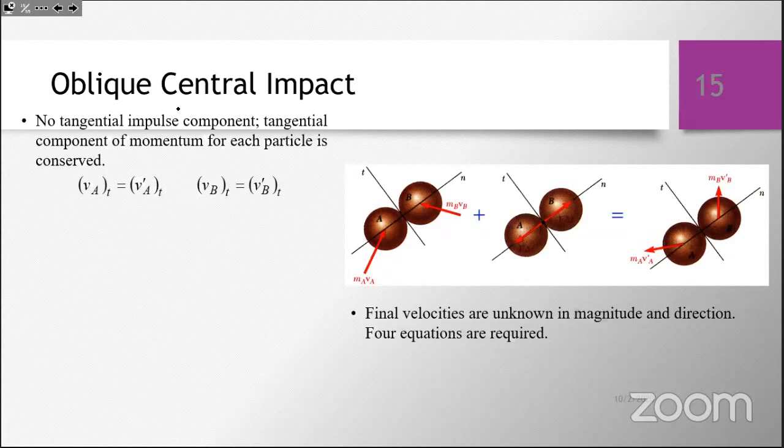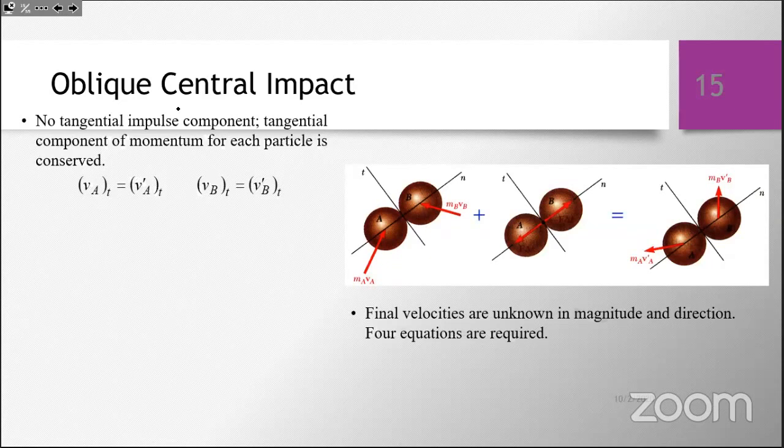So if they're angled, we're gonna want to talk about this in terms of tangential and normal components. Because remember, what is a central impact? It's one that happens along the line of impact, where the mass centers are along the line of impact. And that means that if our line of impact is here, this is a normal to both of these balls, so we can have a normal and a tangential coordinate system here. And it turns out that the tangential component of momentum for each particle is conserved.